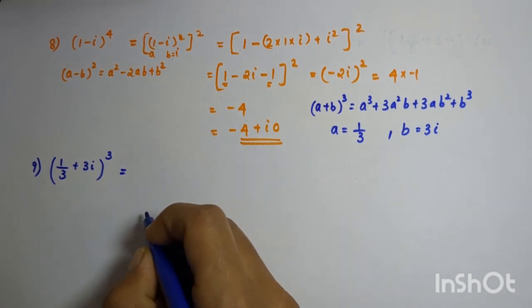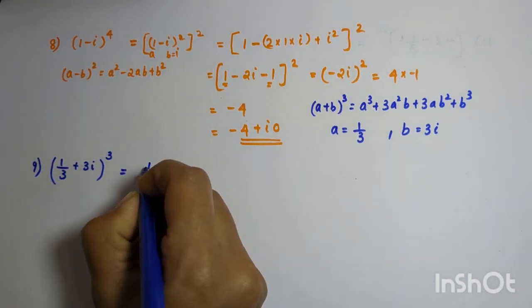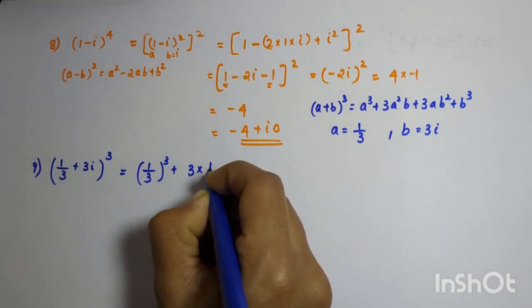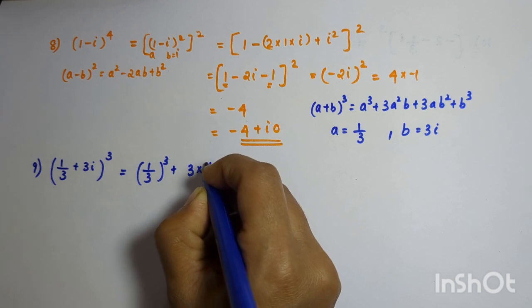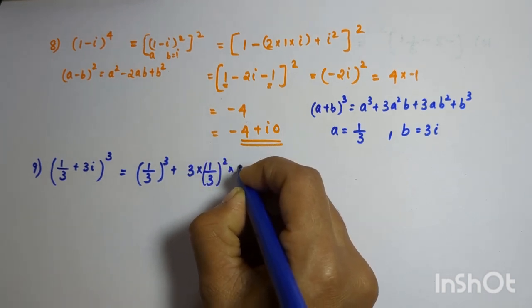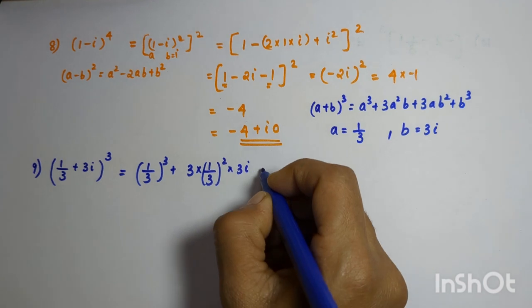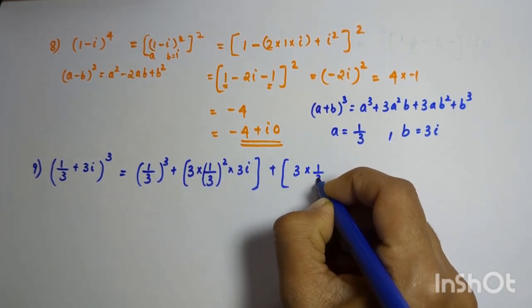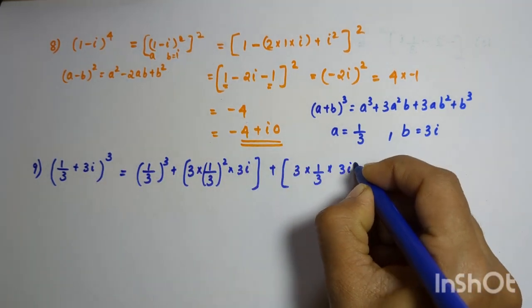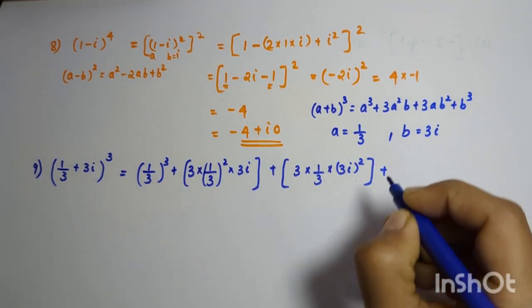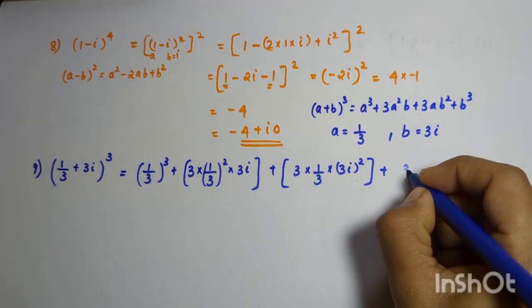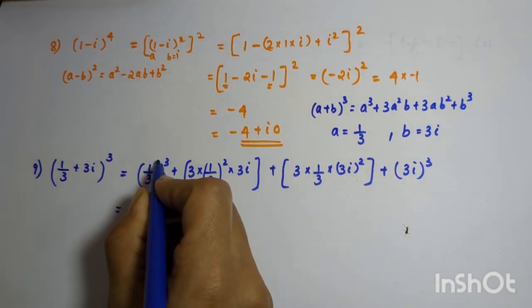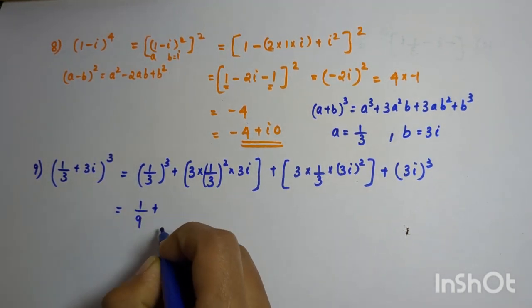So this is equal to a cube, that is (1 by 3) whole cube, plus 3a square. So 3 into a square, that is (1 by 3) whole square. Okay, a square. b is 3i. Alright. 3a square b plus 3ab square. So 3 into a, 1 by 3, into b square, b is 3i. So (3i) square plus b cube. b is 3i, so (3i) whole cube. Okay, now this becomes 1 cube is 1, 3 cube is 9, plus.